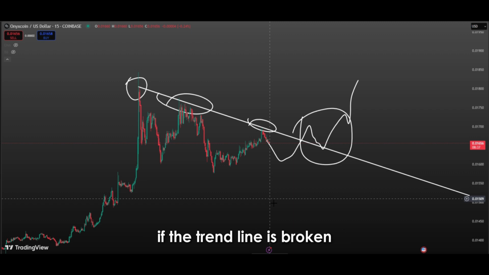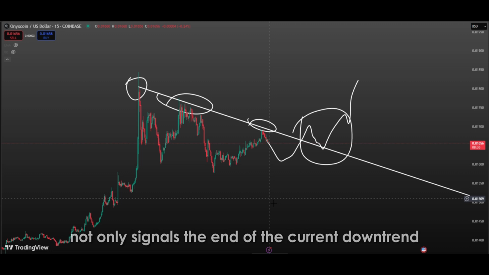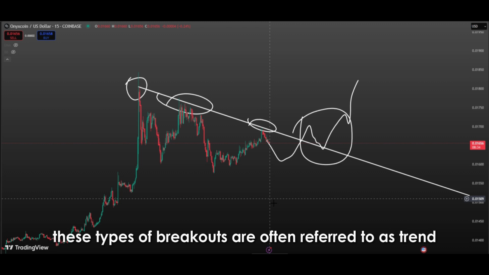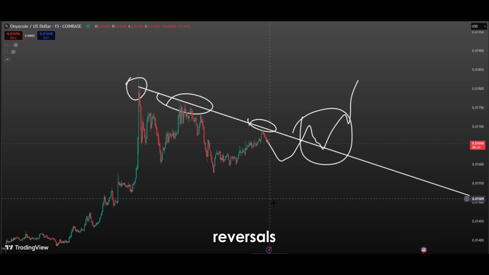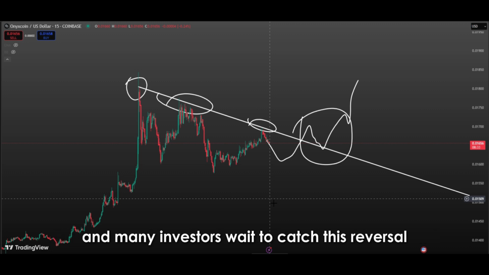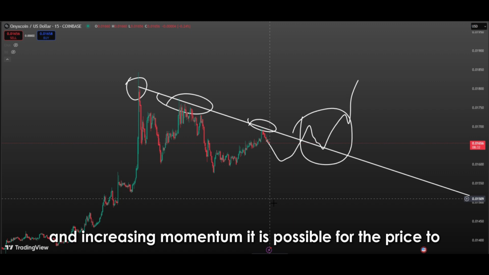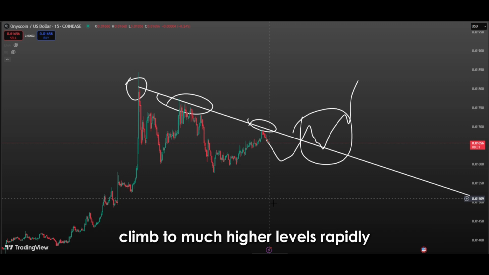If the trend line is broken, a significant technical relief will occur, because such a breakout not only signals the end of the current downtrend, but also suggests that a new upward trend could begin. These types of breakouts are often referred to as trend reversals, and many investors wait to catch this reversal. Especially when these breakouts are supported by high volume and increasing momentum, it is possible for the price to climb to much higher levels rapidly.